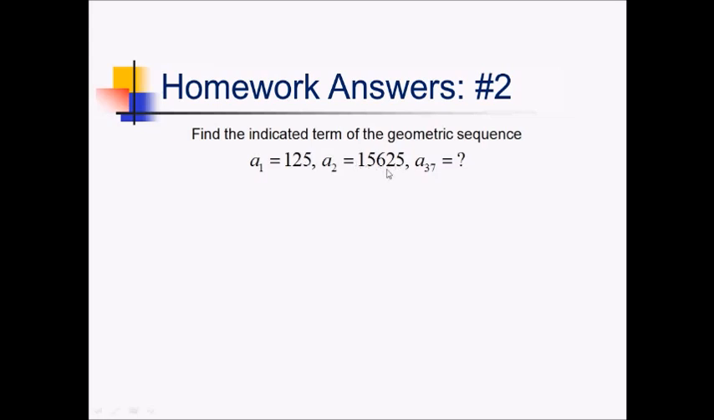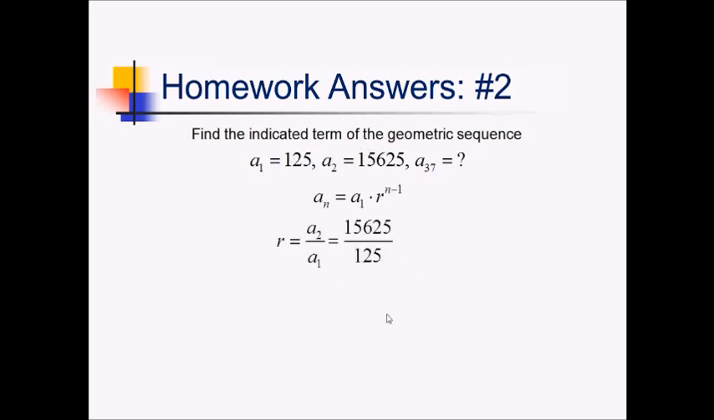On this one, we're trying to find the 37th term of a geometric sequence that begins with 125 and this number, 15,625. So to start that, we're going to start with our formula for the nth term of a geometric sequence, a1 times r to the n minus 1. So a1 in this case is the 125. That's our starting number. For the common ratio, we need to do 15,625 over 125 to see what I have to multiply by each time.